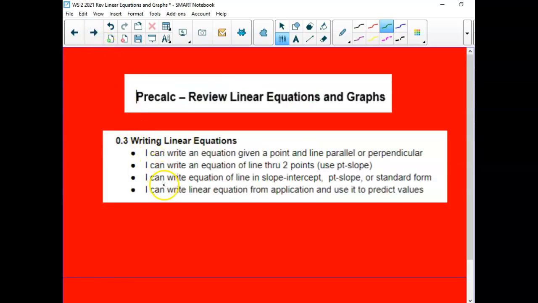The learning targets for today are to be able to know the 3 different forms of lines, and write an equation given a point and a line that's either parallel or perpendicular. We're gonna talk about parallel and perpendicular slopes. Write an equation of a line through 2 points, and then write that equation in slope-intercept, point-slope, or standard form. This last one we're doing tomorrow, okay?